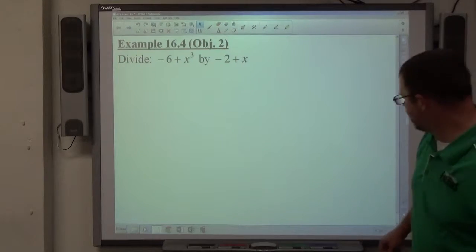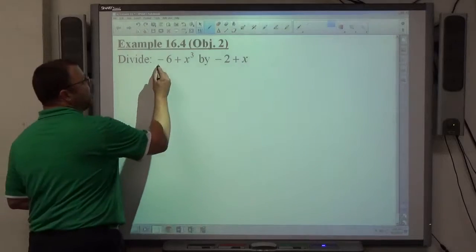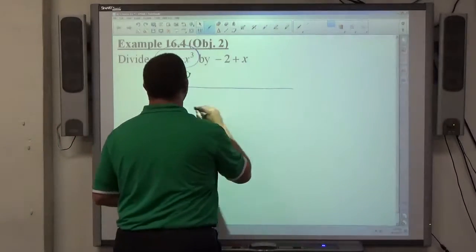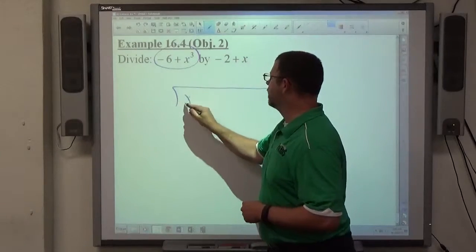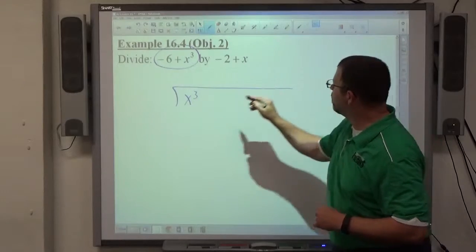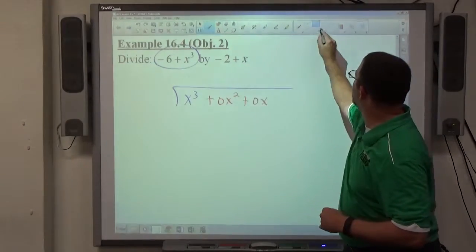Example 4, divide negative 6 plus x cubed by negative 2 plus x. So, we have the dividend. That goes inside the quotient bar. Notice this time the dividend has x cubed again, but there's no x squared, there's no x. So what I'm going to do is put plus 0x squared plus 0x and then minus 6.